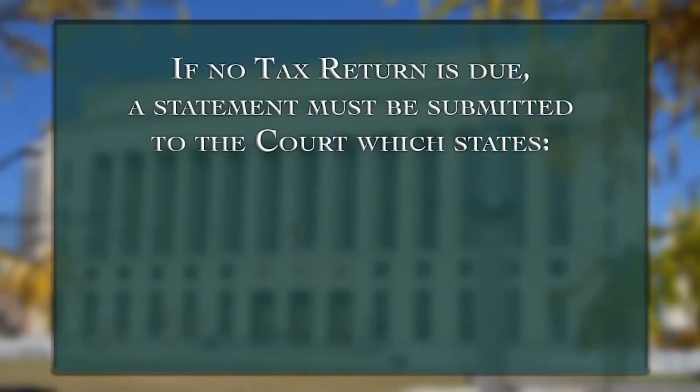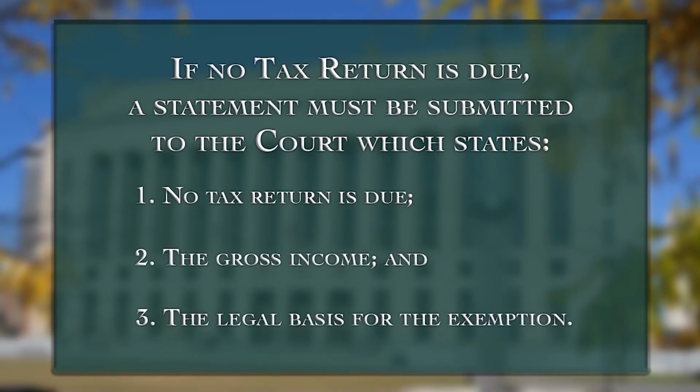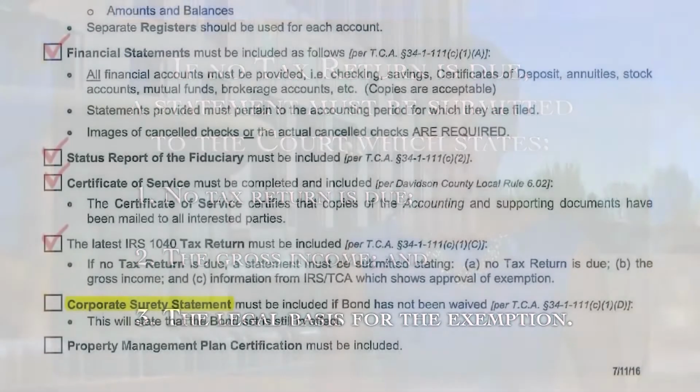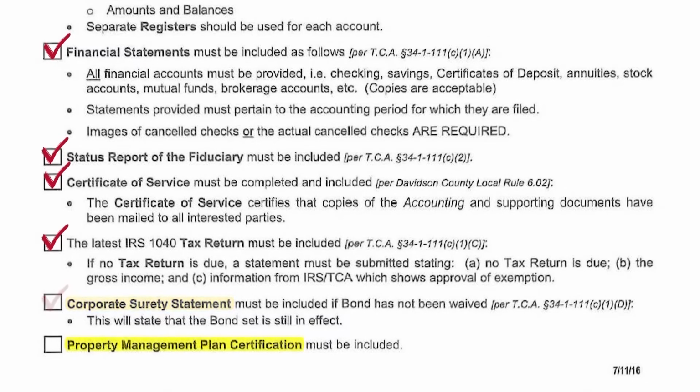If no tax return is due, a statement must be submitted to the court which states that no tax return is due, the gross income, and the information from the IRS or the Tennessee Code Annotated which shows approval of the exemption. In addition, a corporate surety statement which states that the bond is still in effect and for what amount must be included if the bond has not been waived.